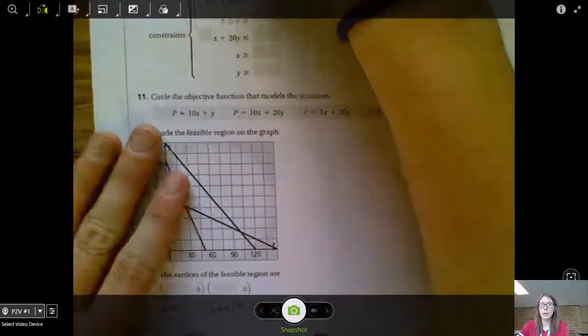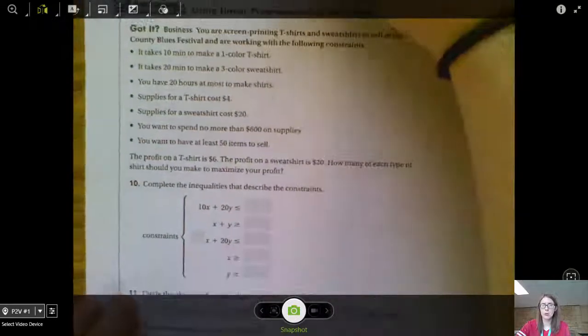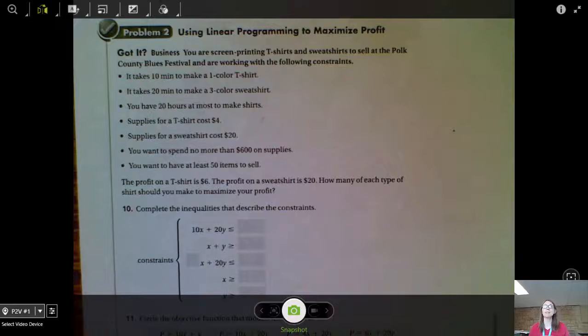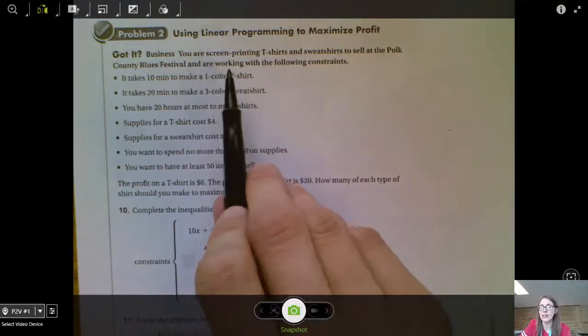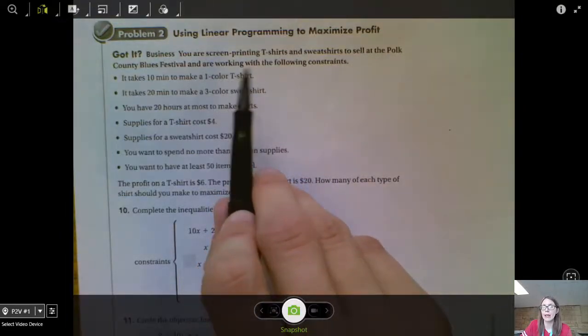Okay, let's look at a word problem now. Problem 2, using linear programming to maximize profit. So we know here we're going to be working with profit, and that's kind of nice, just having a meaning behind our situation. So in business, you are screen printing t-shirts and sweatshirts to sell at the Polk County Blues Festival, and you're working with the following constraints.